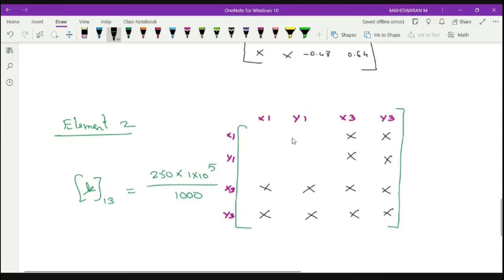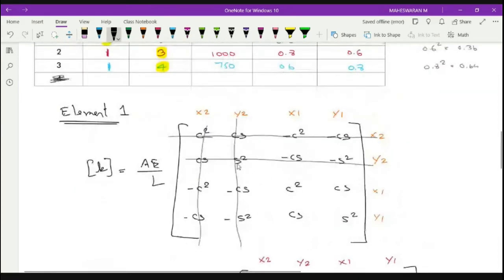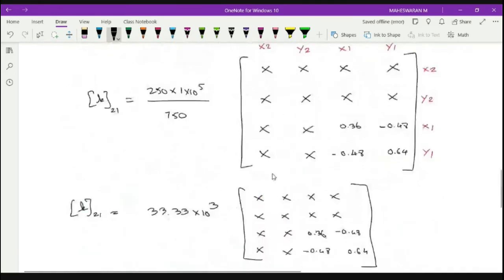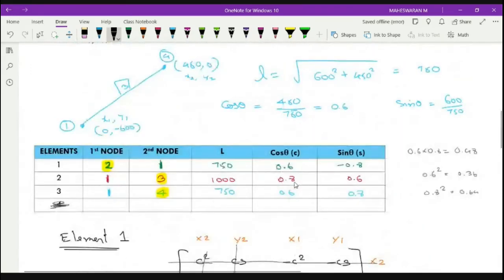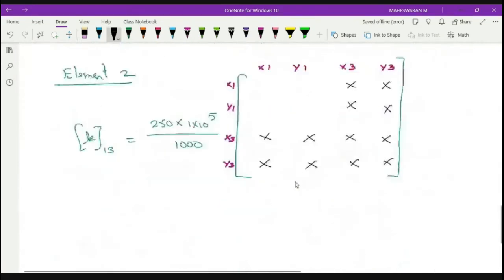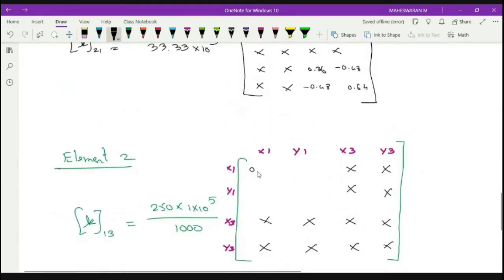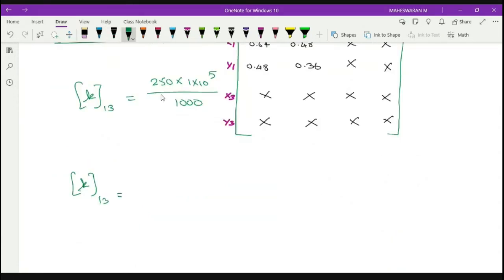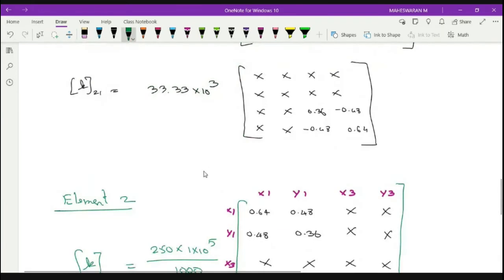Remaining, c square, cs, cs, s square, right? What is my c square? So c is 0.8, 0.8 square, which is 0.64. So cs is 0.48. So this is also 0.48. And this will be 0.36. You're getting 25,000 or 25 into 10 power 3. Are you getting this? Yes, sir.